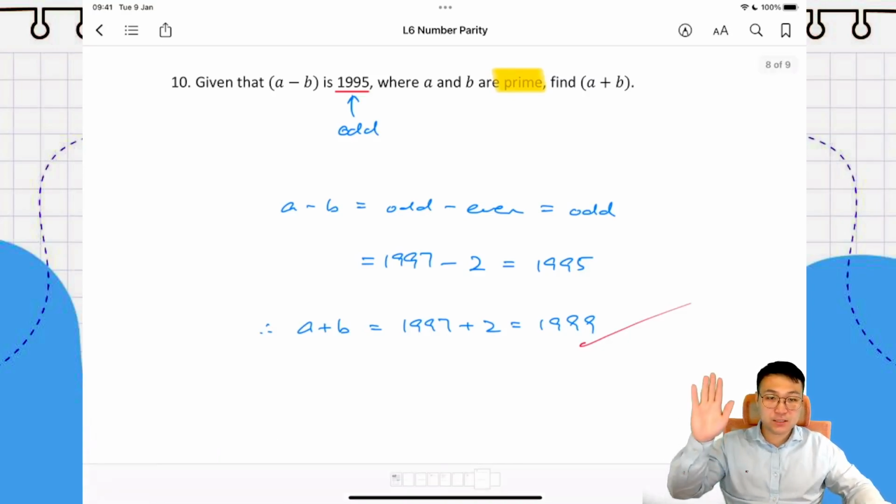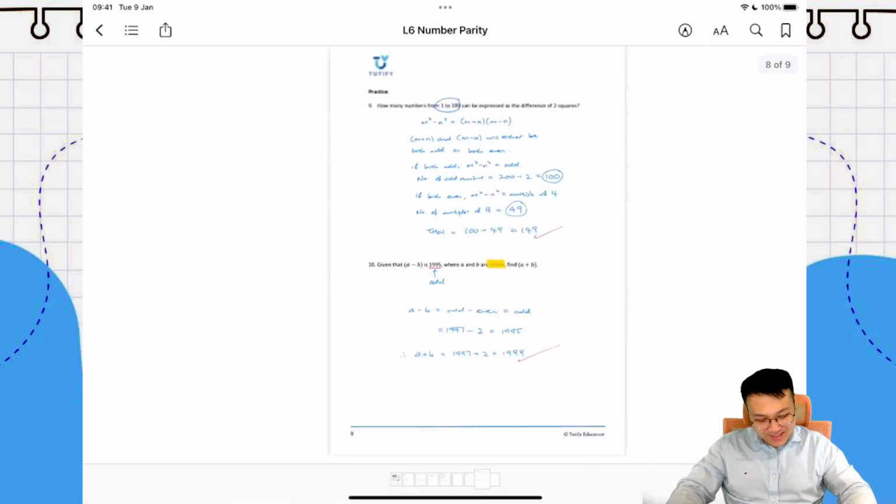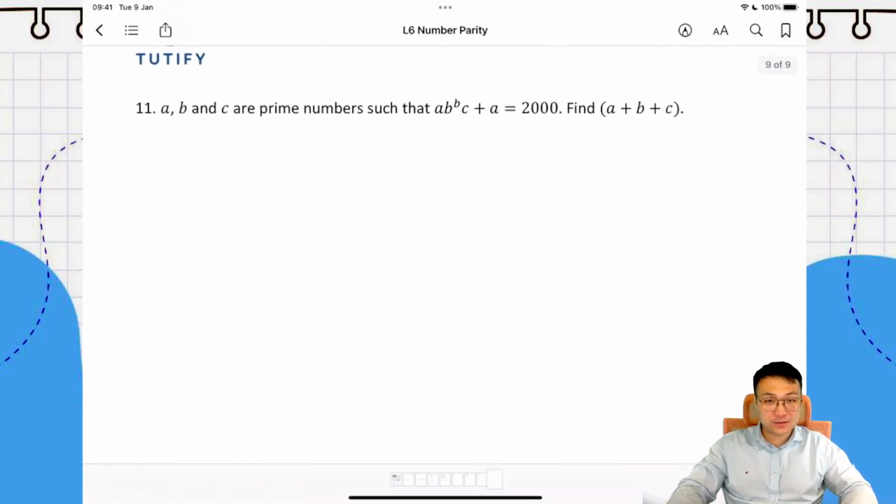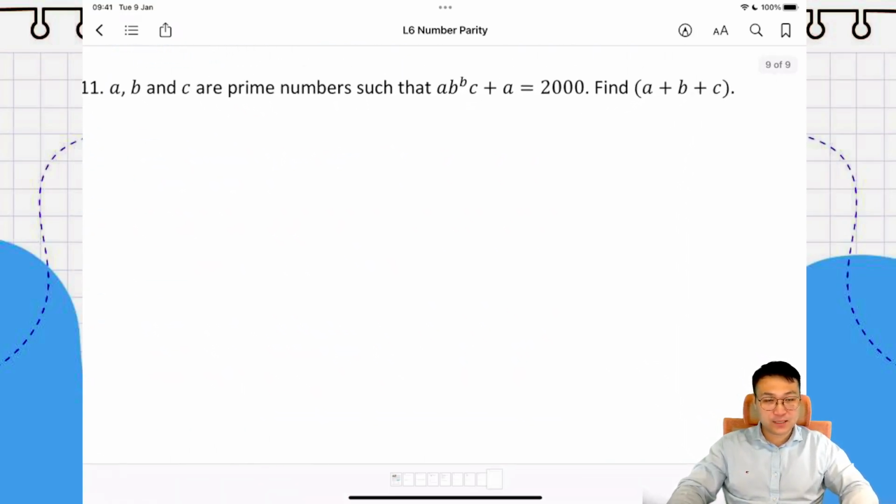Anyone has any questions? Raise your hand. Okay, very good. Koji, Leanne, Matthew, Justin, Julian, Peter, and Aiden, and Albert. And Josh, you got it correct. Well done. Now, let's try our final question for today.